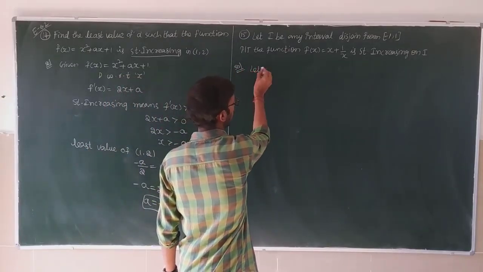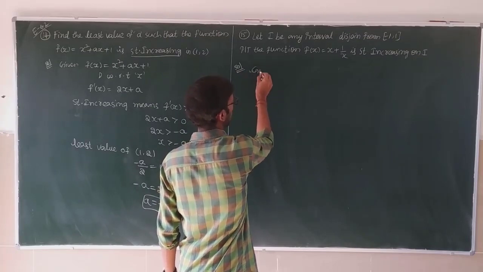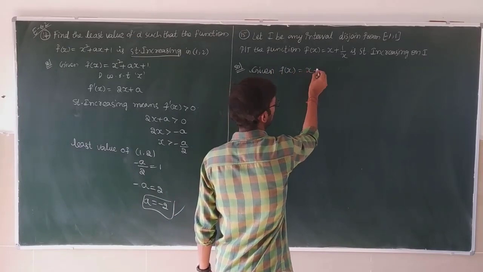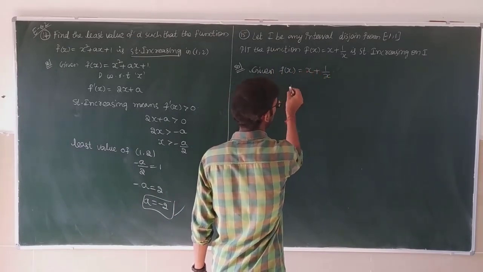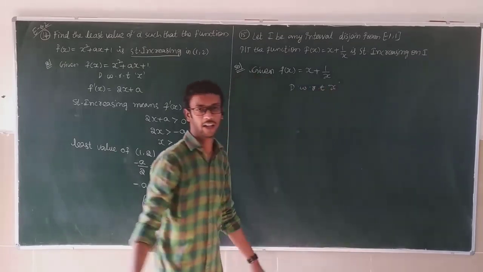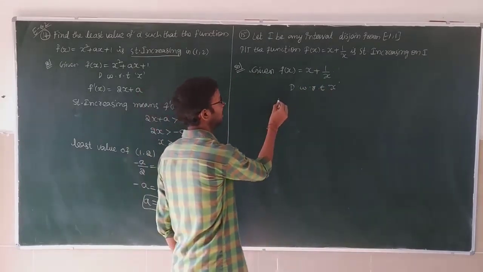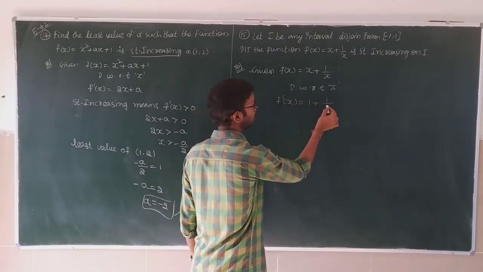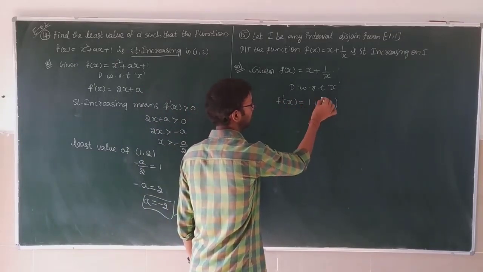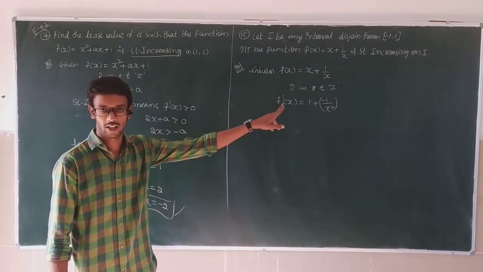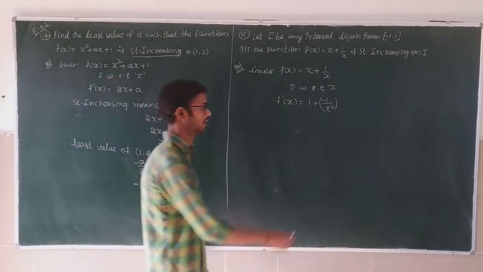Let f of x be given as x plus 1 by x. Differentiating with respect to x, what will we get? f dash of x is equal to 1 minus 1 by x square. Why? Because the derivative of 1 by x is minus 1 by x square.